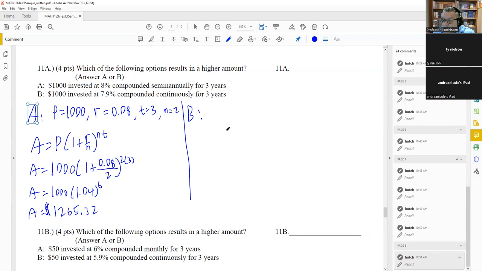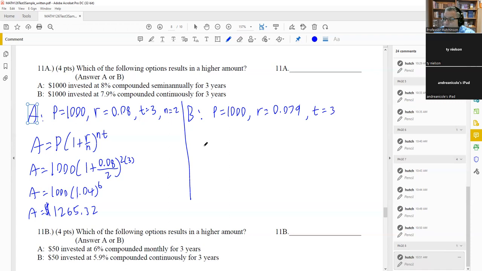Principal is still 1,000 here. The r is 0.079. We're moving the decimal place 2 places to the left. You do not want to round the rate. We don't want to round that to 0.08 because that's not the correct interest rate. You have to use specifically 0.079 instead. And then we're given that time equals 3 years.